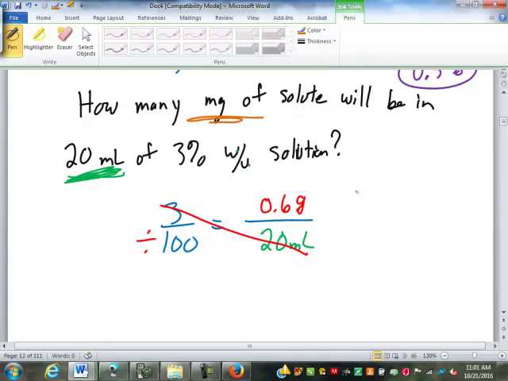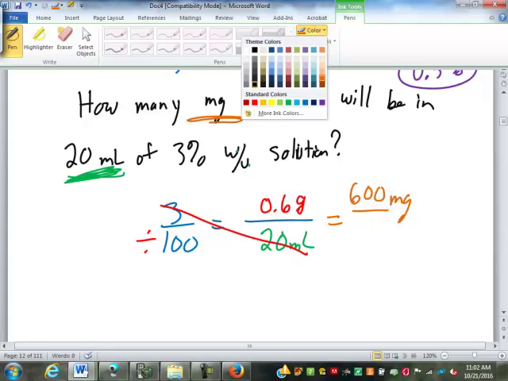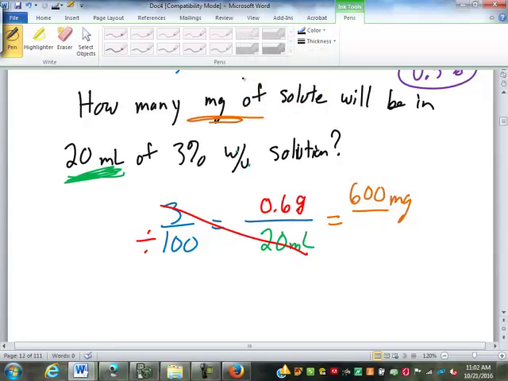Now we are asked how many milligrams. 0.6 grams is how many milligrams? 600. Grams to milligrams is 3 spots to the right, or 1,000. So move the decimal point 3 spots to the right. Any questions? Okay.